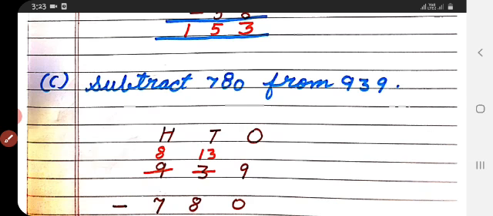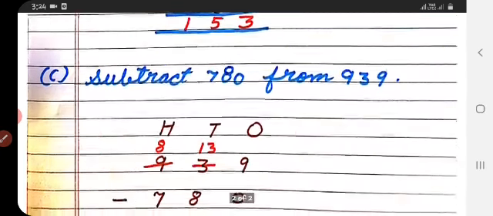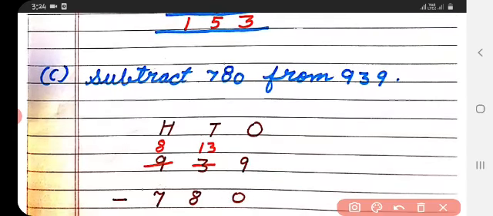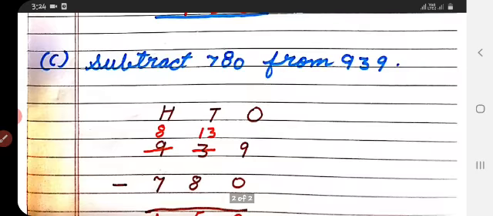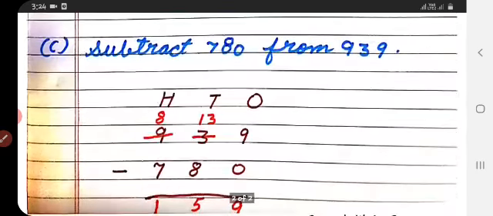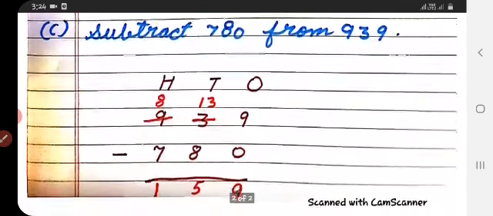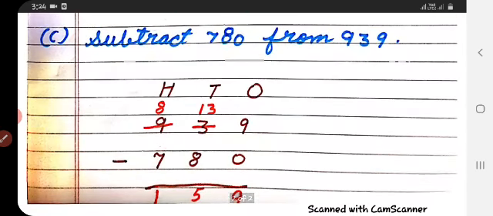Now 3. 3 minus 8 is not possible. Is 3 minus 8 possible? No. So 3 becomes 13 and 9 becomes 8, because 3 is less than 8, so we have borrowed from 9. So 9 minus 0 is 9. 13 minus 8 is 5. And 8 minus 7, beta, is 1. Very good. So easily we are able to do it.